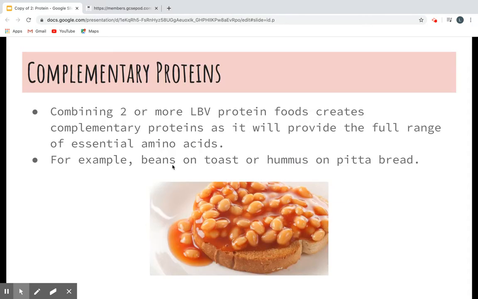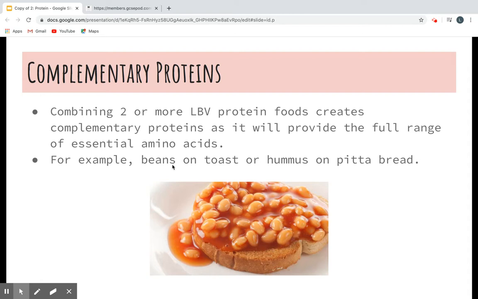Okay, now we spoke a lot there about high biological value and low biological value. And again, this slide is important to jot down, so I'll pause the video and write it down, but I'm going to talk through it first. When you have two low biological value protein foods, for example, two plant or vegetable sources of protein, you can combine them together. And by combining them together in the form of a meal, you can then be provided with a full range of essential amino acids.